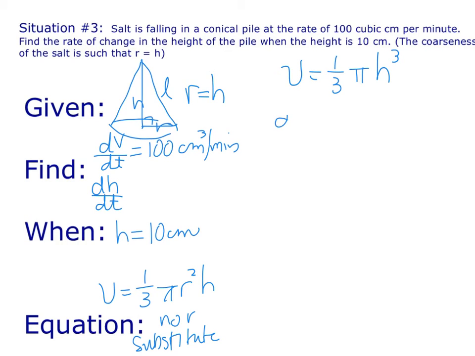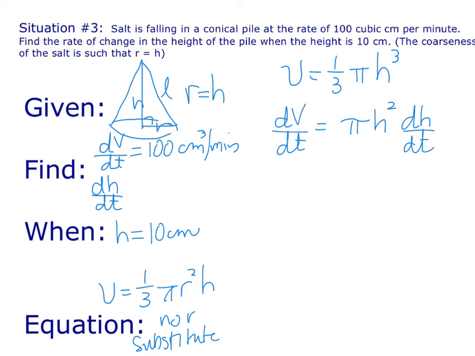So now we're going to find the derivative. dV/dt is 3 times a third is 1, pi h squared dh/dt. Right? We remember from implicit differentiation that we are taking the derivative of all of these variables in terms of time, so dt. So we're having to write dV/dt, dh/dt, dr/dt. If we had r, we would do that as well.